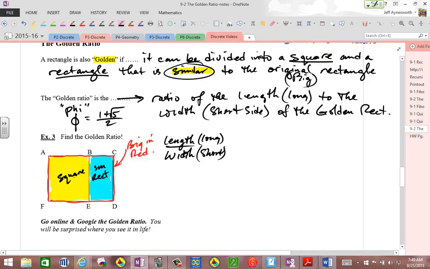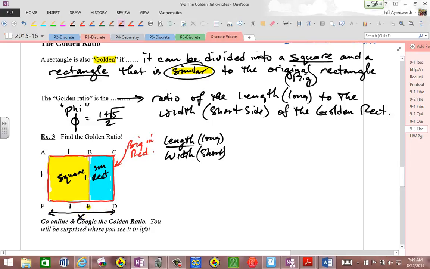Let's say that in the square here, we start off with a 1 by 1 square. Okay, it's a 1 by 1. Our goal is to find the golden ratio, which means we got to figure out if the width of the big square is 1, what should the length be so that it has the ratio of 1 plus root 5 over 2. What should that be? So let's call it x because we don't know what it is.